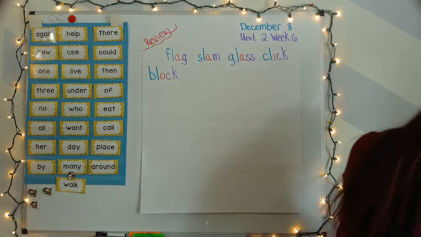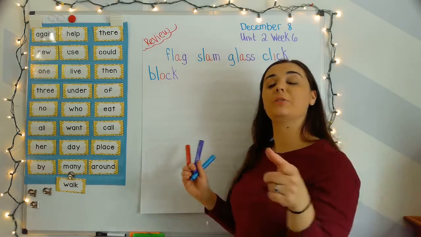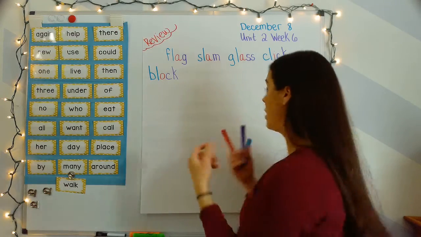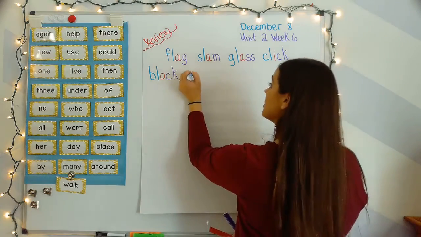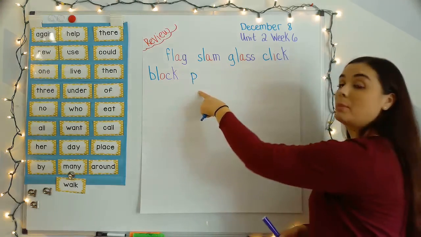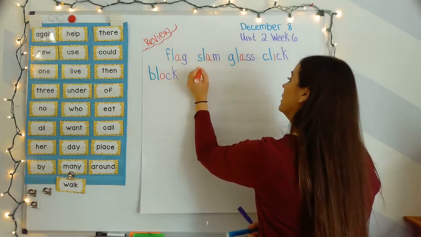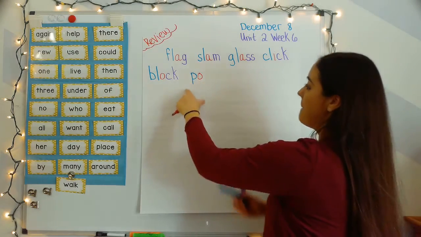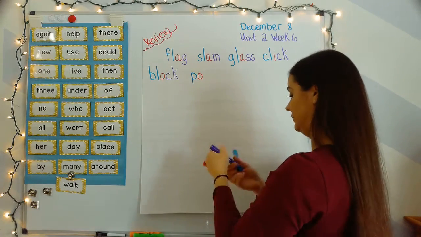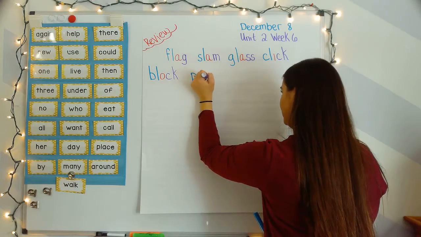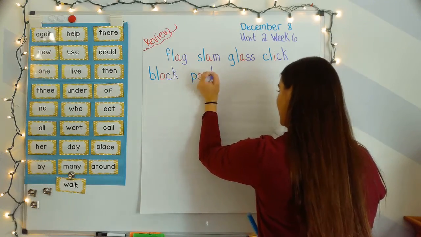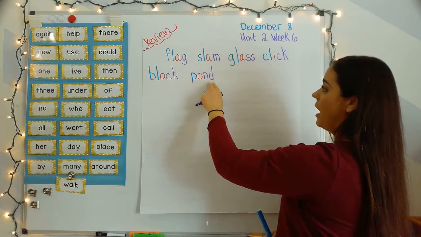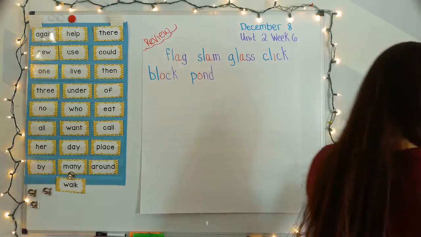Next word, pond. Your turn. Pond. So this is one of those ending blend words. P says p. O says o, p-o. N-D, nd, p-o-nd, pond.